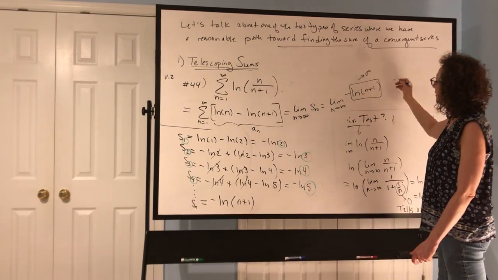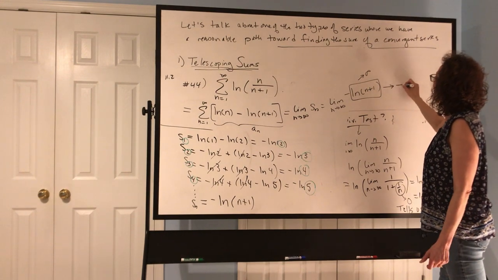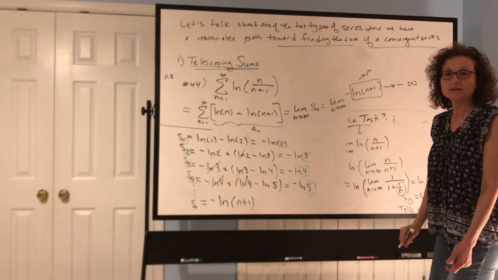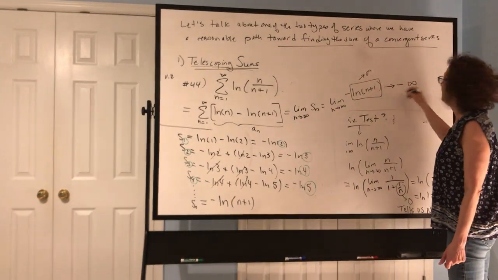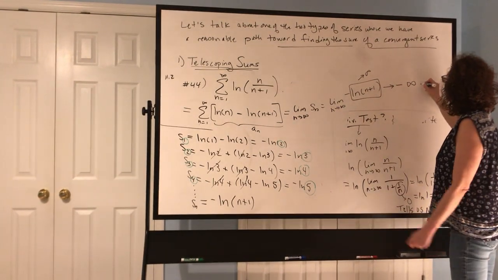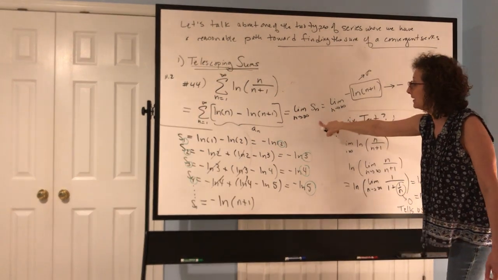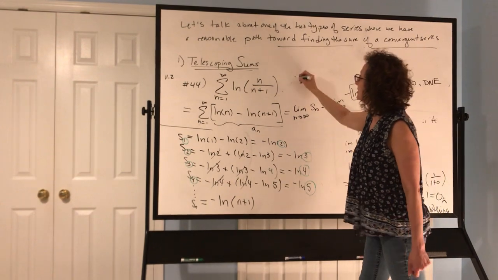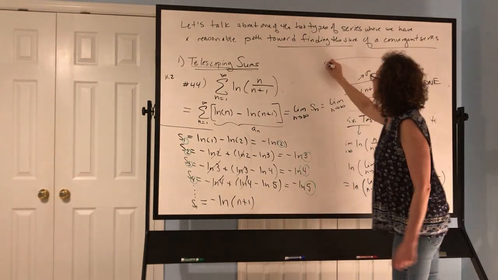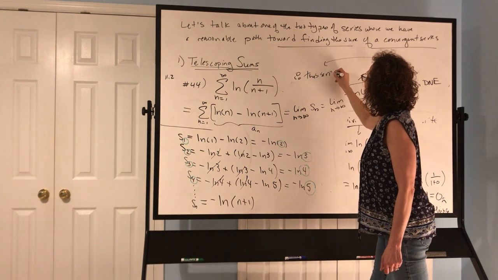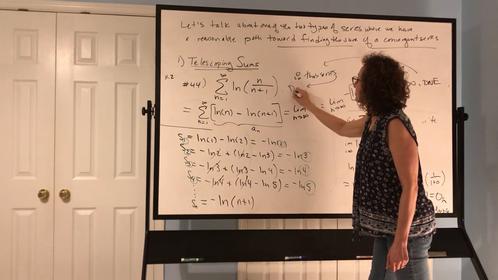But we got our minus out here, right? So what's happening? This guy is growing unbounded negative. What does that mean we can say about this series? This series diverges, right? Okay, this limit does not exist, right? Since that limit does not exist, then this series diverges. This series diverges.